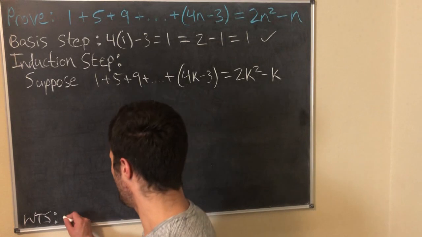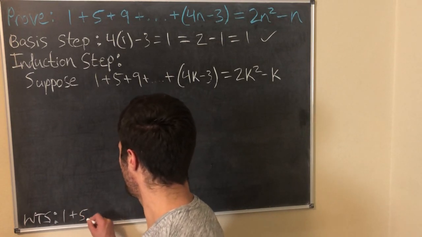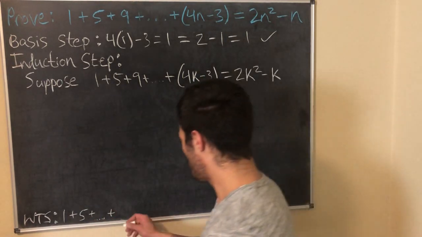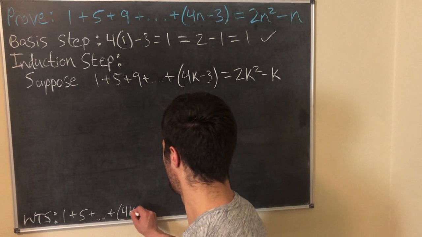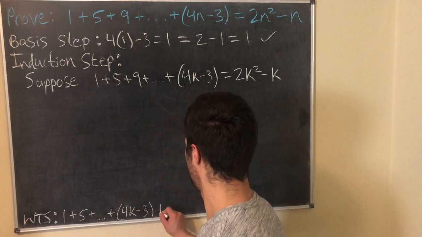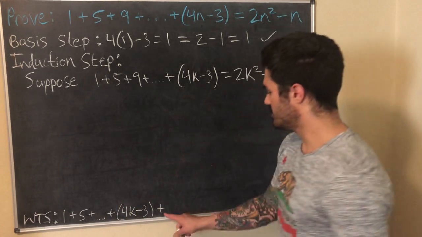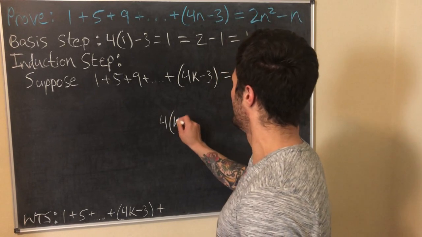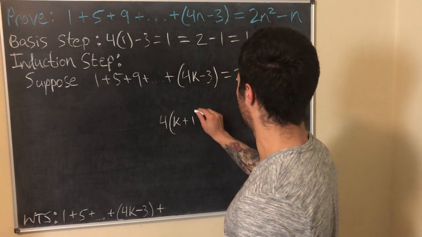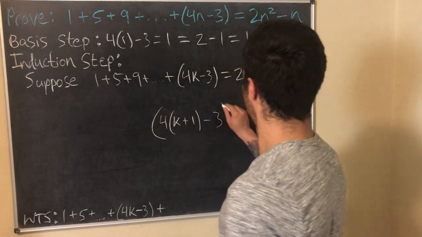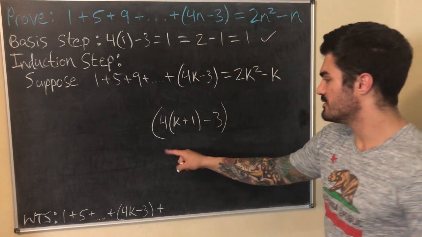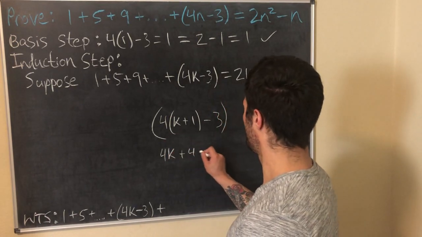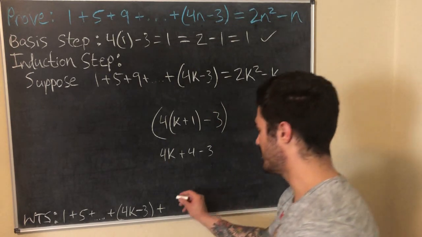So we want to show, let's see, what do we want to show? 1 plus 5. I'm going to have to skip the 9 because I feel like I might run out of room. But the 9 is somewhere in that... okay? 4k minus 3 plus... Okay, let's see, what do we have here when we plug in k plus 1 for n? Let's do that off to the side here. There's absolutely no shame in doing this, by the way. This is what we get when we plug k plus 1 in, right? So we can simplify this to 4k plus 4 minus 3, which is 4k plus 1, okay?